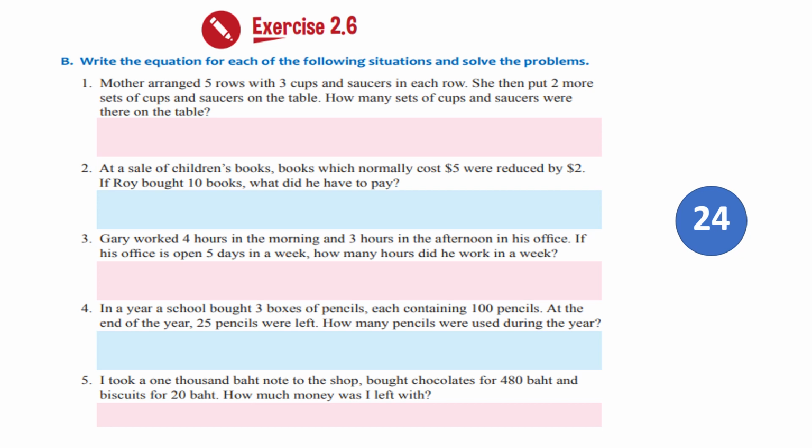Number 4. In a year, a school bought 3 boxes of pencils, each containing 100 pencils. At the end of the year, 25 pencils were left. How many pencils were used during the year?